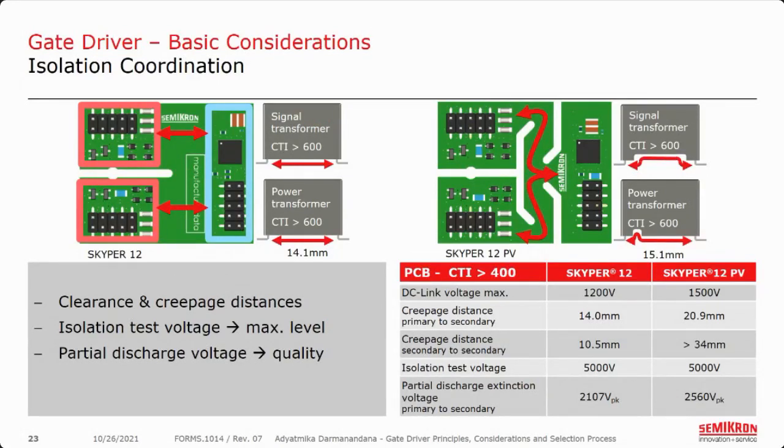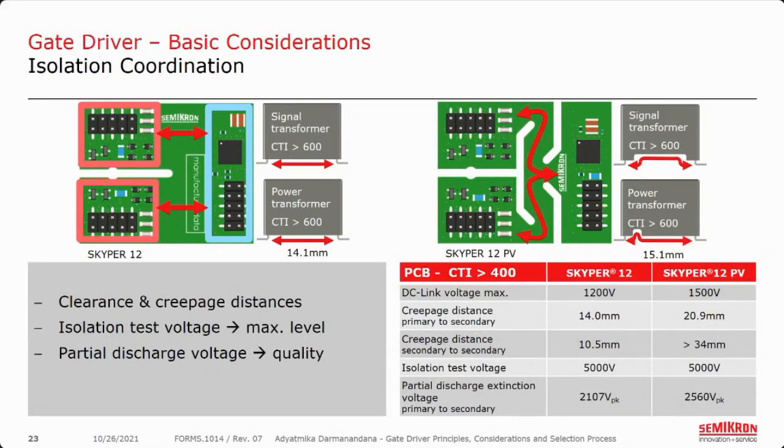We use the CTI value, the comparative tracking index, to measure the electrical breakdown of the material, where a higher CTI value requires lower minimum creepage distances between potentials. The main parameters are the isolation test voltage, which refers to the highest voltage that can be applied, and the partial discharge extinction voltage, which tells us the quality or condition of an installation.